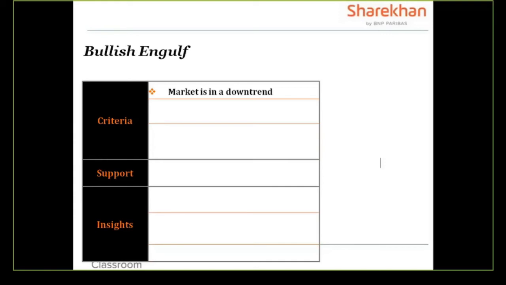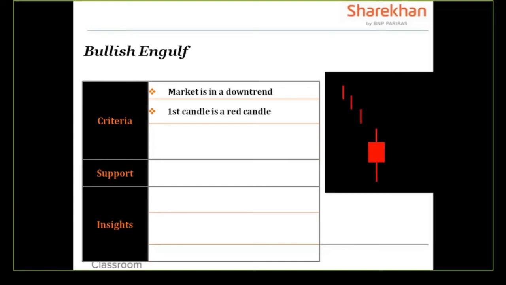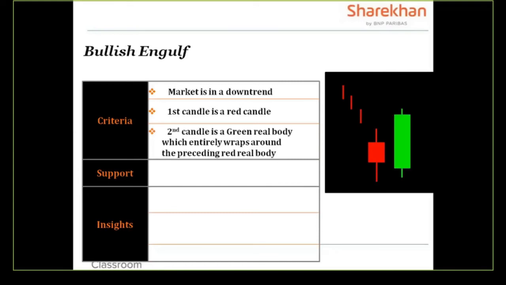So the prior trend is a downtrend. Then you get the first candle, which is a red candle, and the second candle is a green candle. But the real body of the green candle, which should be relatively long, completely covers the real body of the red candle, and that's a bullish engulfing pattern. The second green candle's real body is engulfing, covering the prior red candle's real body.